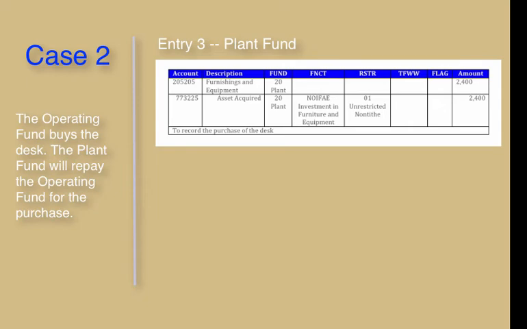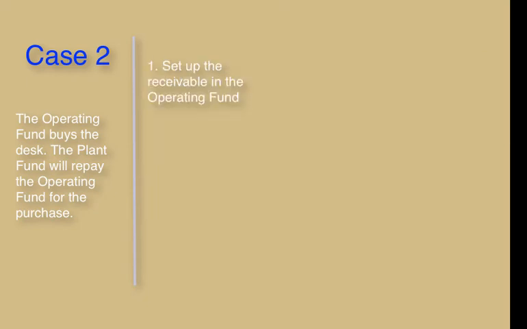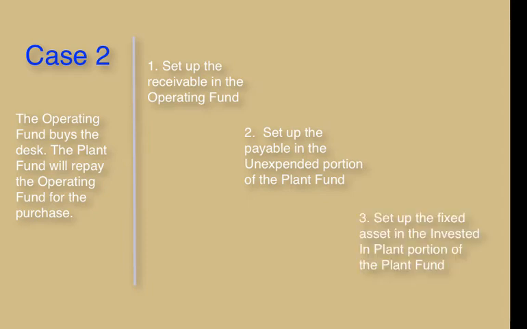So basically, in the SunPlus context, we have three parts to the process. We set up the receivable in the operating fund, we set up a payable in the unexpended portion of the plant fund, and then we set up the fixed asset in the invested in plant portion of the plant fund. So that is case 2.